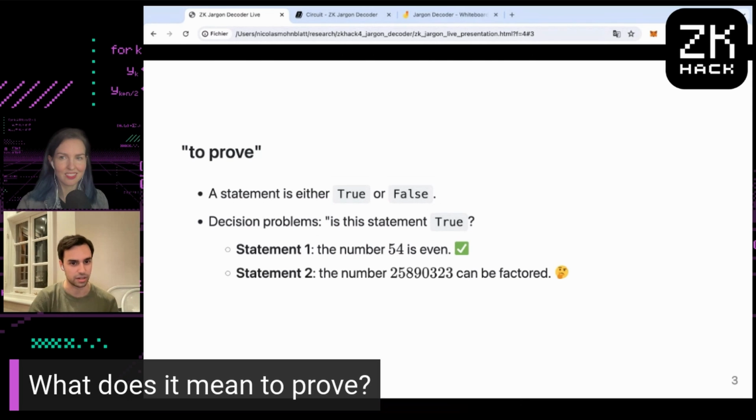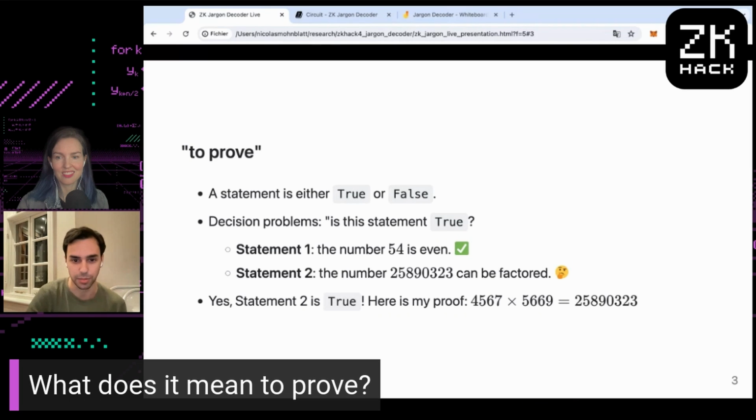And sometimes it's hard. "This big old number can be factored." By just staring at it, I can't really find the answer. But if someone knows it, they can prove it to me. So in this case, yes, the statement is true, and here is my proof. I'll give you the actual factorization of the number, and you can type that into a calculator and see that it works. And that's a proof. That is it. I am giving this extra information that allows you to decide your statement.